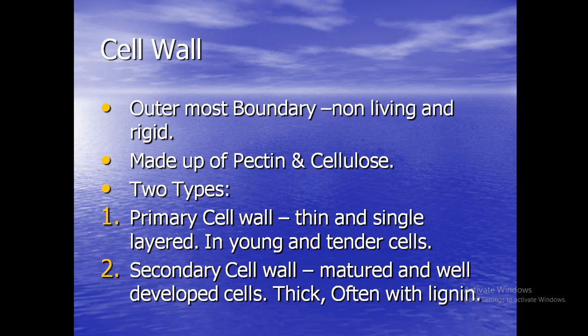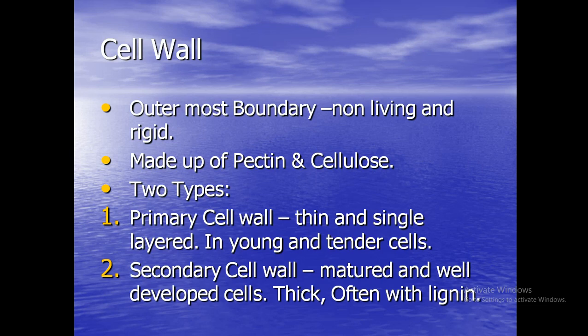This cell wall is made up of pectin and cellulose. Basically, there are two types of cell wall. One is the primary cell wall, which is thin and single layered, specially found in young and tender cells. Most of you are the students of botany also, so you know this. They are thin and single layer and usually found in young and tender cells.